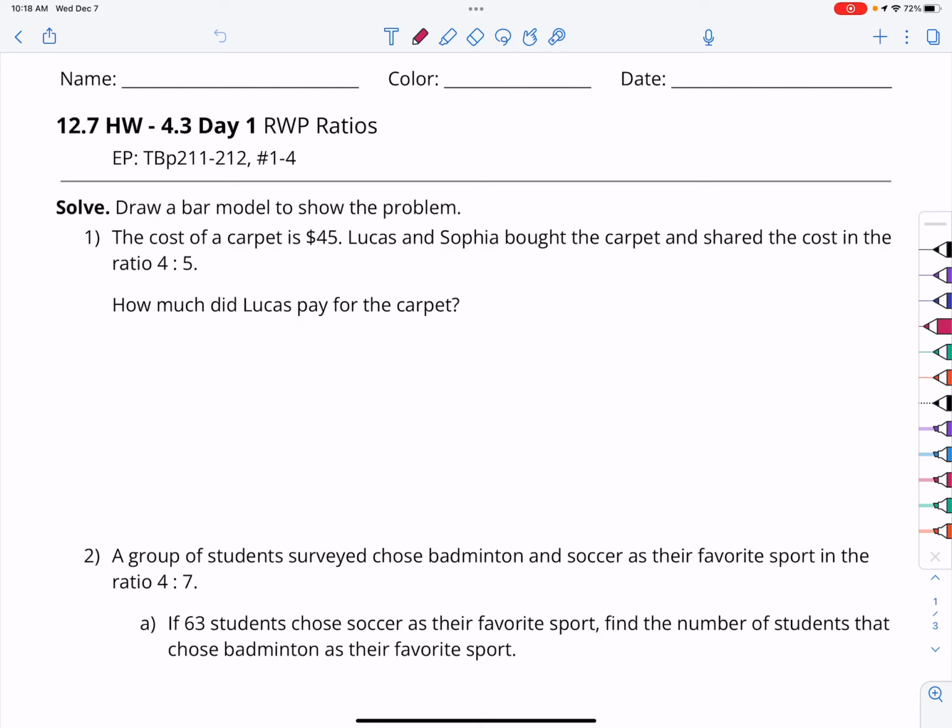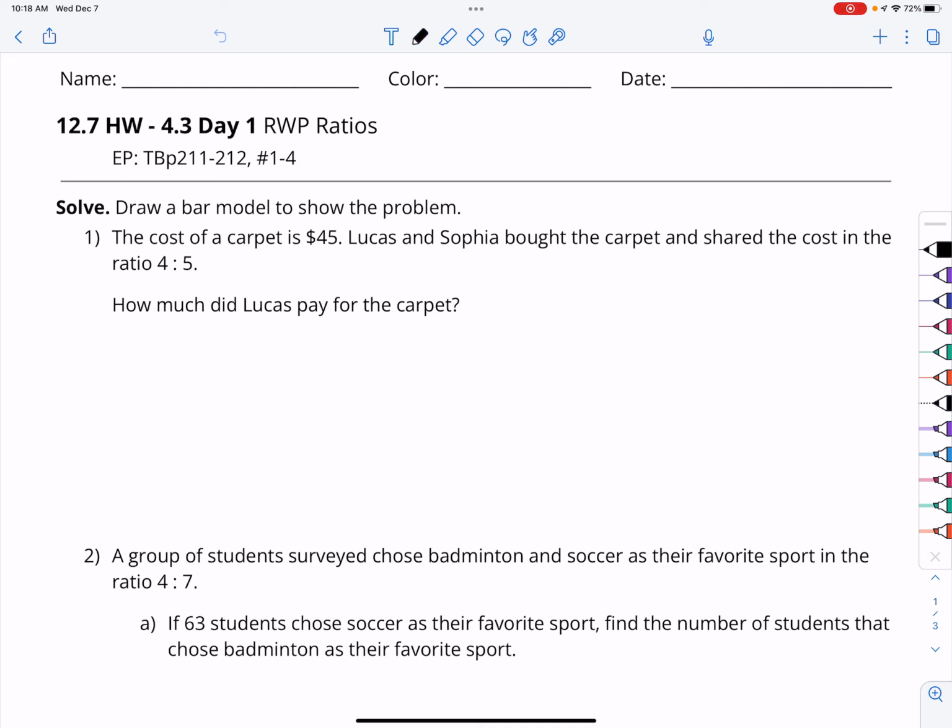All right, welcome to the homework for Chapter 3, Lesson 4, Day 1, Real World Problems Involving Ratios. If you need some more practice with this, because here's where the rubber really meets the road with ratios, you could check on textbook pages 211, 212, questions 1 through 4.